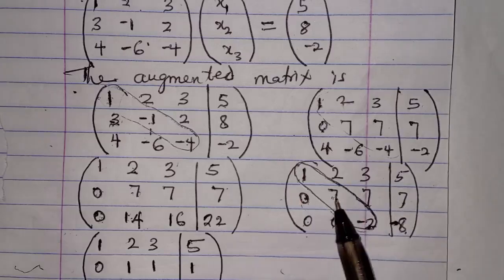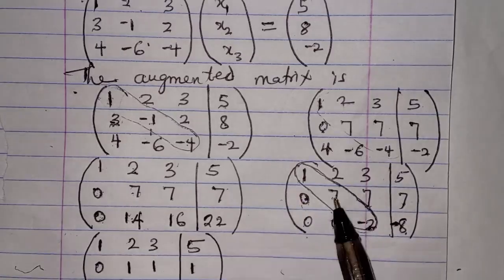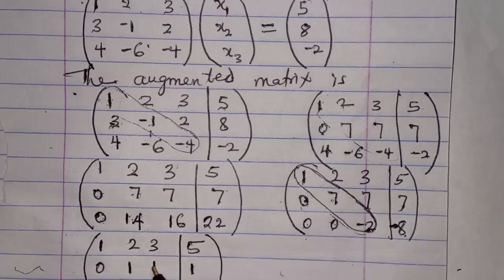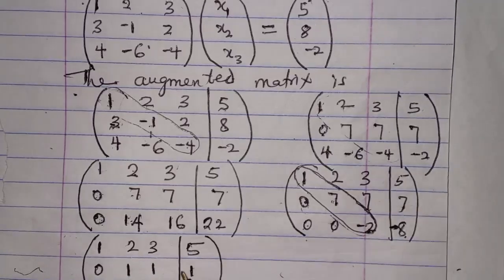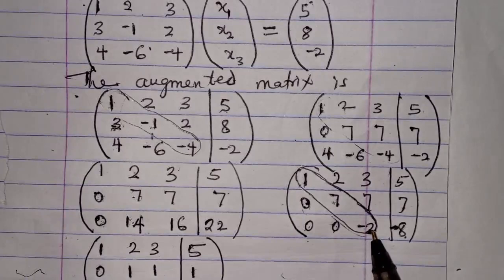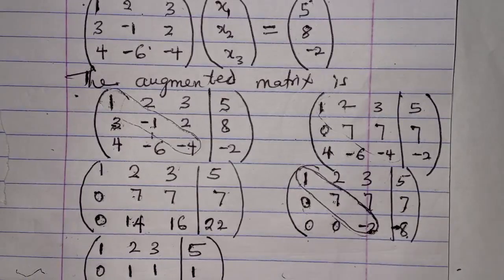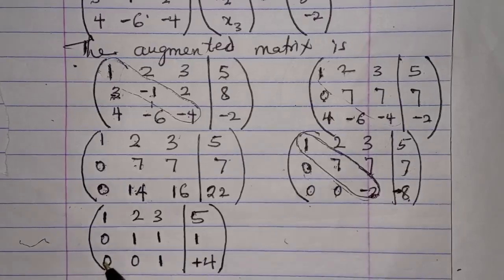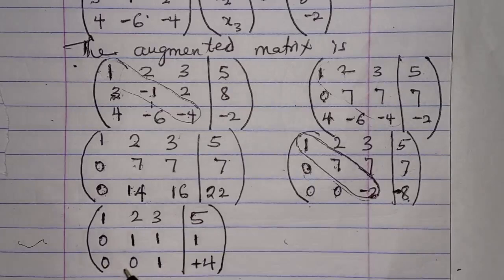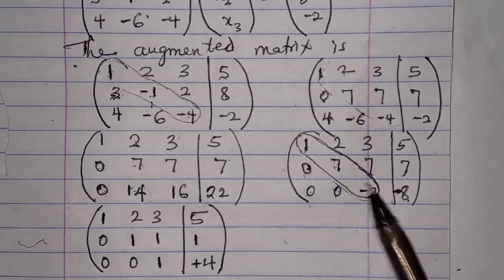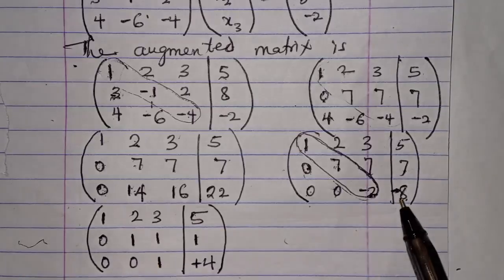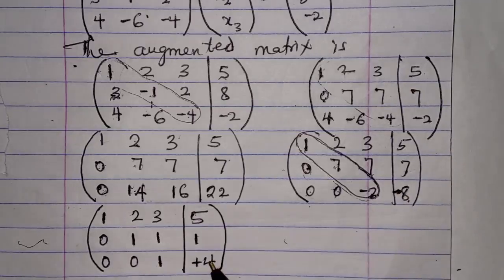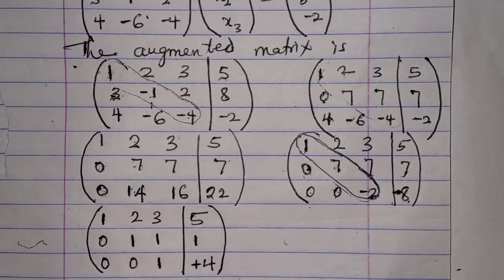Then for the second row, if we divide 0 by 7, we'll get 0. Divide 7 by 7, we'll get 1. 7 divided by 7 again, we'll get 1. And 7 divided by 7 is 1. To make this minus 2 1, we have to divide by minus 2. Alright, divide this row by minus 2. 0 divided by minus 2 is 0. 0 divided by minus 2 again is 0. Minus 2 divided by minus 2 is 1. Minus 8 here divided by minus 2 is 4. Alright, so this is what we have now.